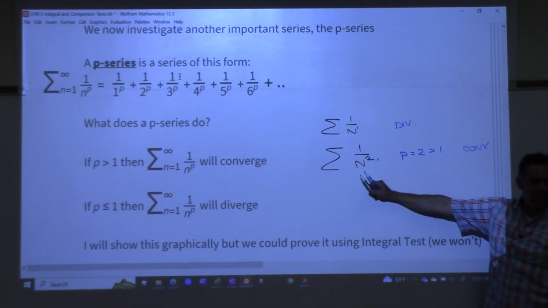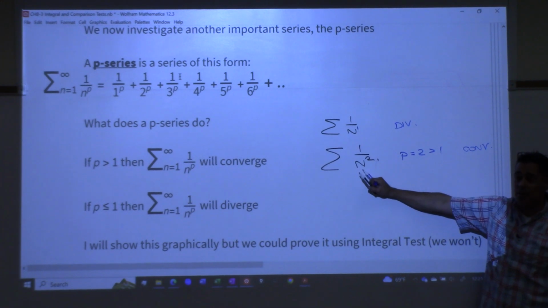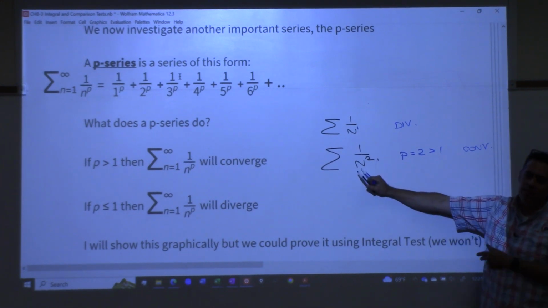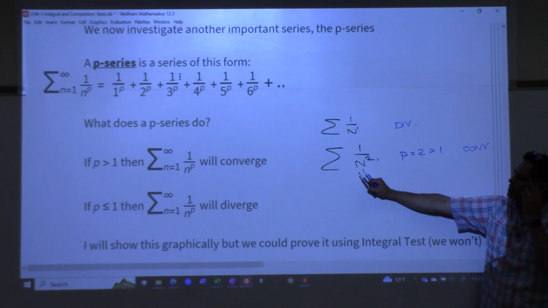Didn't we just do this problem? We just did that problem, didn't we? And we showed that it converged. Like not just, but a few before. How did we do it? How did we prove that? Did you do the integral test? We did the integral test, right?